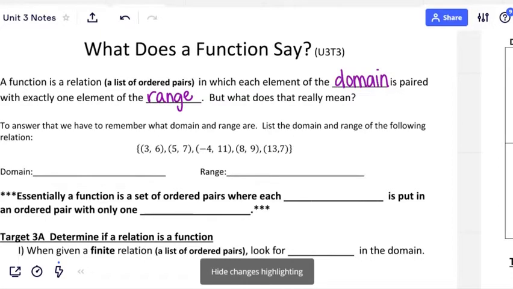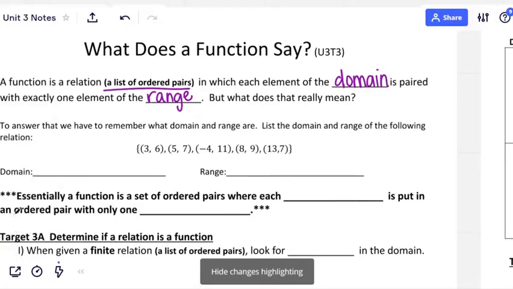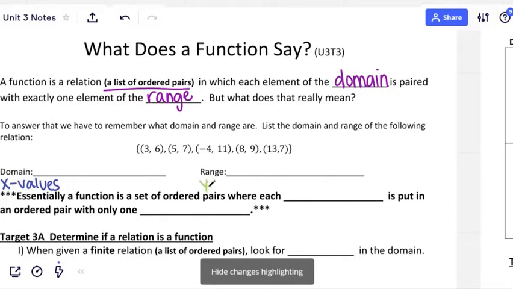So we're going to look at this relation, which is, again, a list of ordered pairs, and we're going to determine the domain and the range. So what are the domain and the range? Let's get a little bit of a refresher. What is the domain? That's right. The domain are the x values, and the range are the y values.